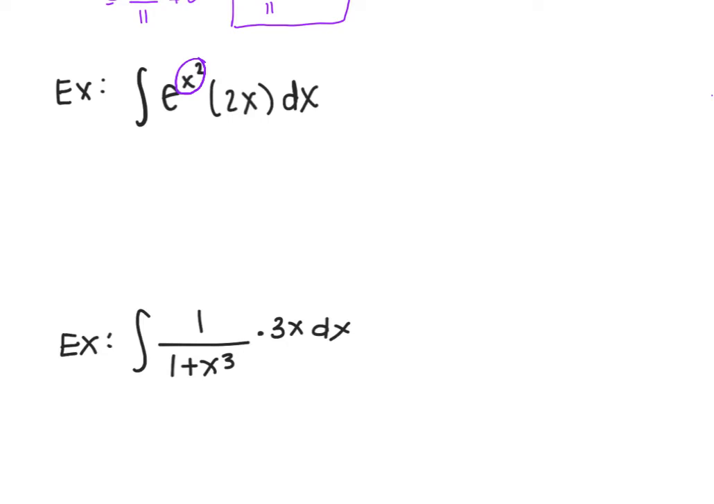And like I said, the more of these you do, the easier it will be to figure out what should be u. Usually it's something on the inside of an exponent or a square root or parentheses. So u equals x squared. So du dx is 2x. I'm going to solve for dx. So du equals 2x dx. Divide by 2x.